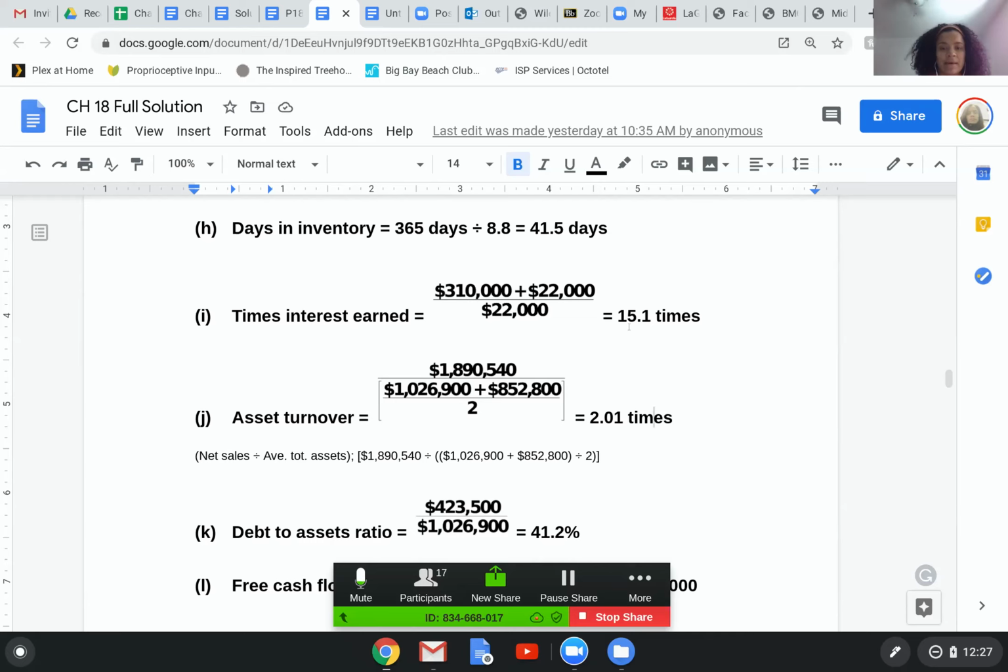If you were a banker looking at this number, you'd probably be fairly pleased, saying, well, this company probably won't have much of an issue paying interest if I loan them some money.